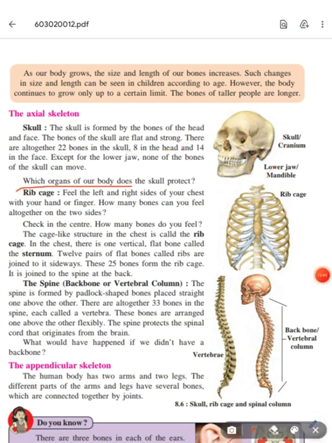Which organs of our body does the skull protect? You have to find it.